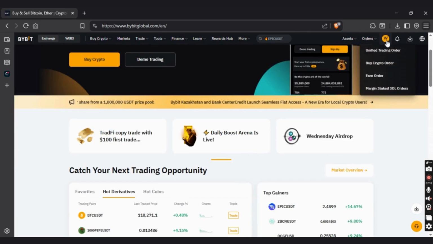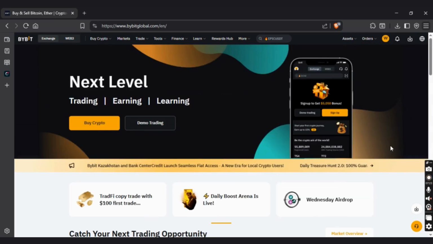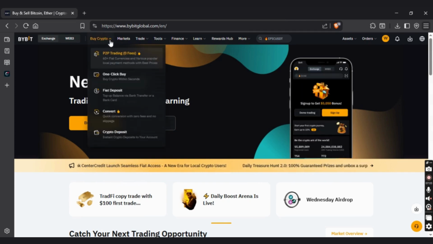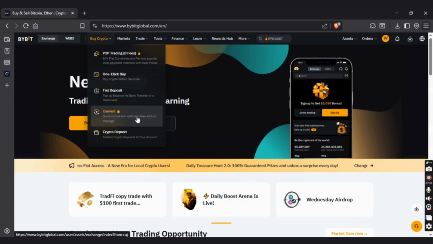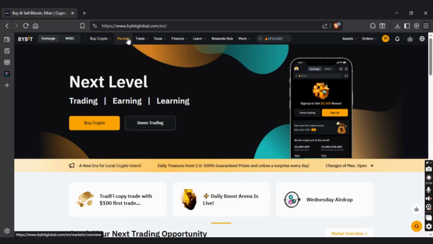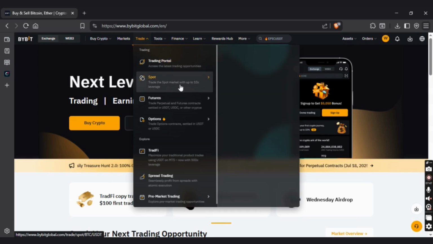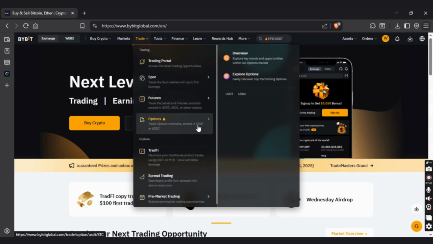One of the things you'll notice is that you'll see your login symbol over here. So like I said, everything inside the app is here. If you check here, you can see buy crypto using P2P. You can see one-click buy. You can see fiat deposit, your convert, your crypto deposits. Over here at markets, we have the markets. Over here we have the trading tab, where you can trade spot. You can trade your futures over here. And for those who are into options contracts from Africa, you can also go into your options here.